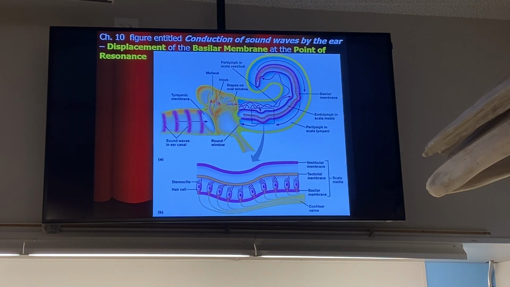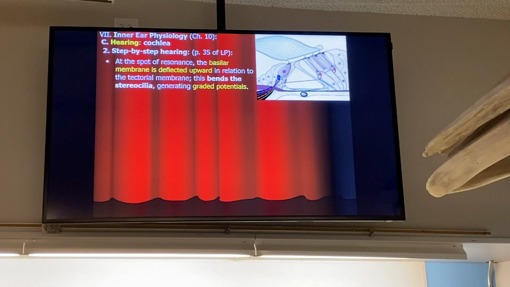And this is showing you different spots of resonance. Higher frequencies are going to resonate here by the oval window. Lower frequencies are going to resonate near the apex, also referred to as the helicotrema. And you can see at that point the basilar membrane is actually going to move, and the cilia are going to be bent against the tectorial membrane. At the spot of resonance, basilar membrane is deflected upward. This bends the cilia. Hair cells generate a graded potential.